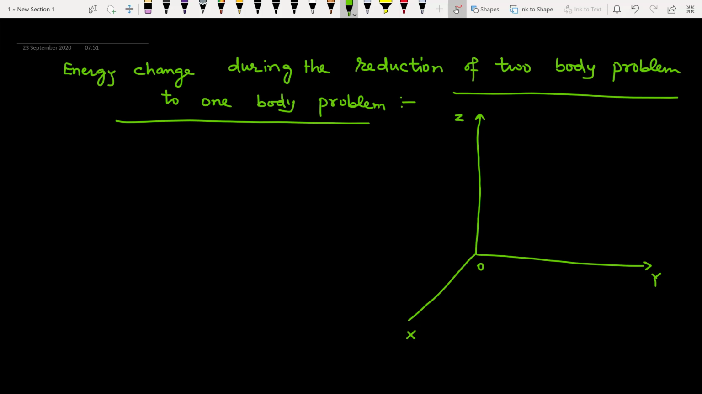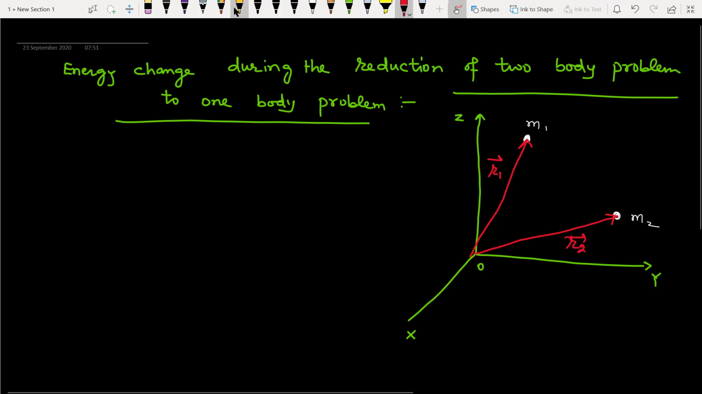So consider a coordinate system. Here we have two masses, mass m1 and mass m2, and mass m1 has position vector r1, mass m2 has position vector r2, and the relative position of mass m2 with respect to m1 is position vector r. This is the same diagram that we had in the previous article.